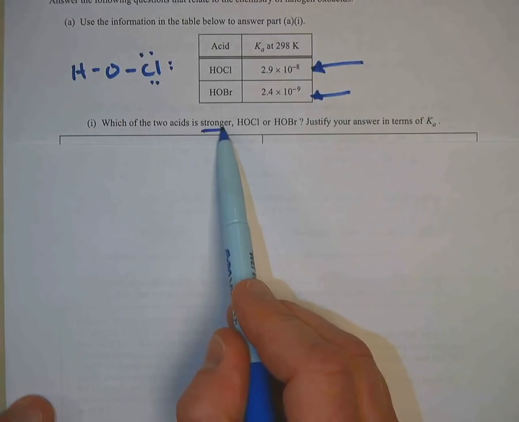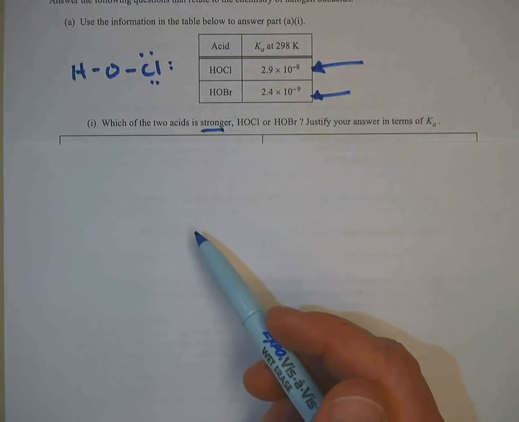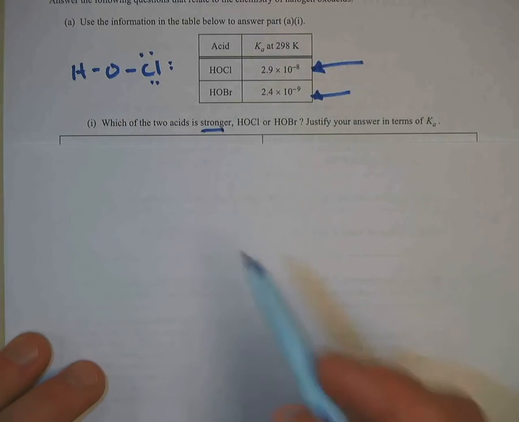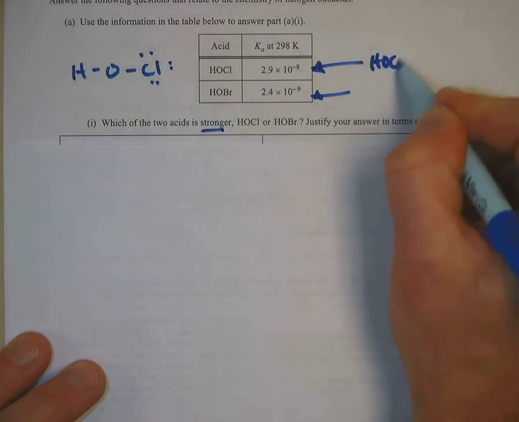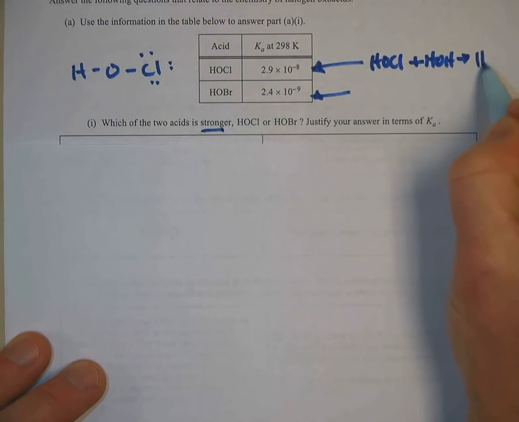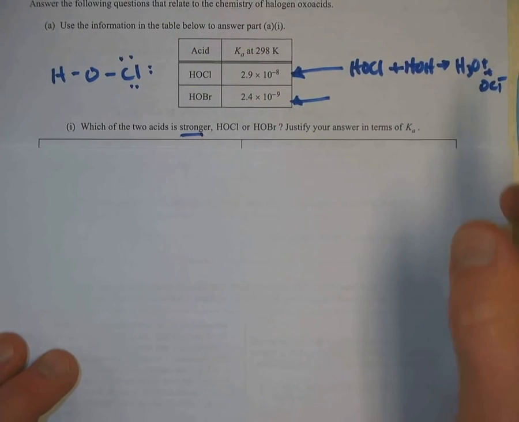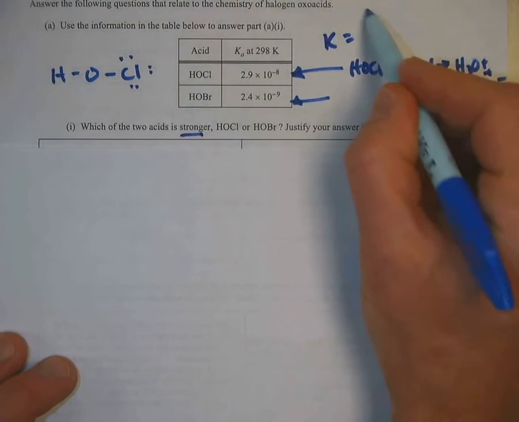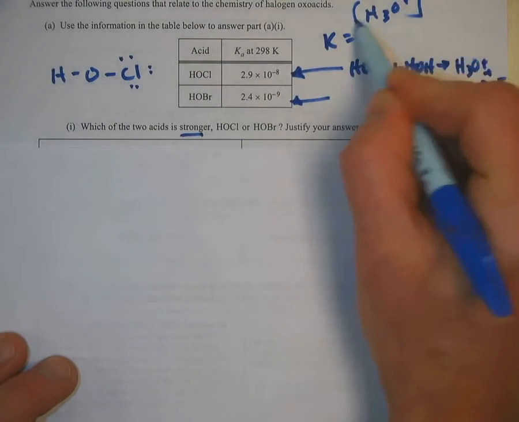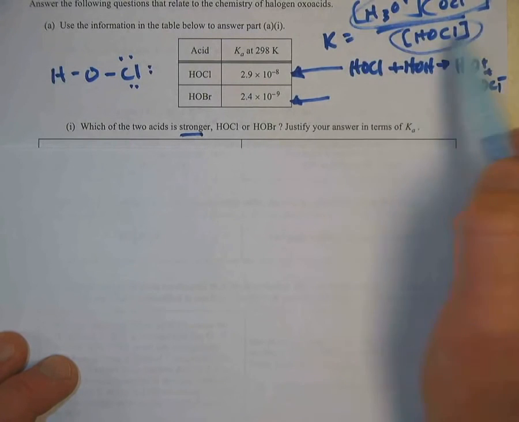Which of the two acids is stronger? How do you know which one's stronger? Well, remember, strength means how much it dissociates. So for HOCl, if you react it with water, you would get H3O plus and some OCl minus. And if you wrote the K expression for this, it would be H3O plus and OCl minus divided by HOCl. Notice it's products divided by reactants.